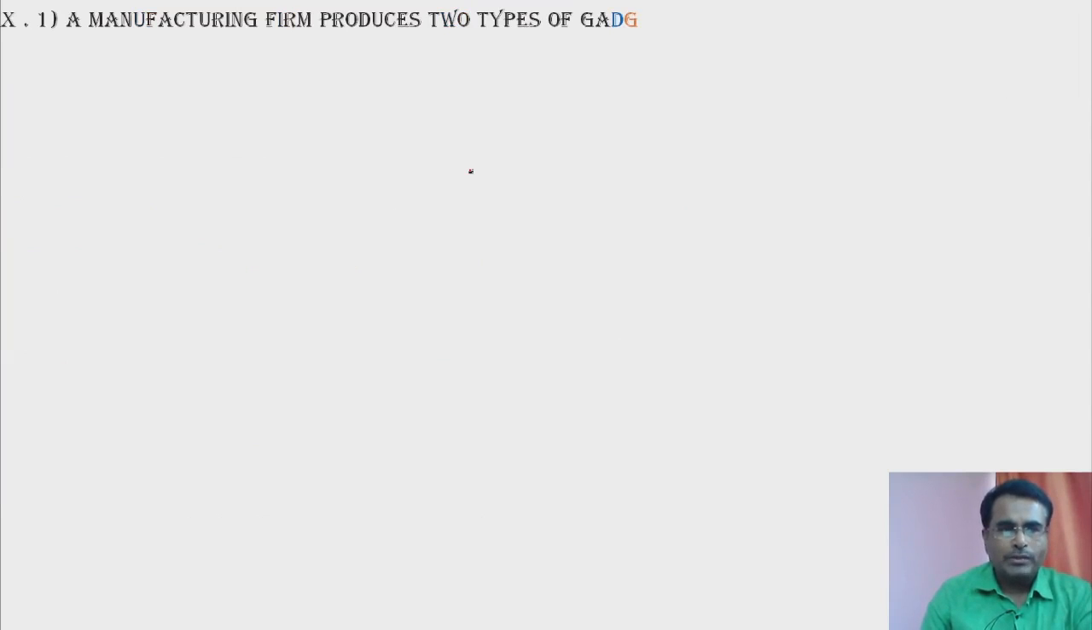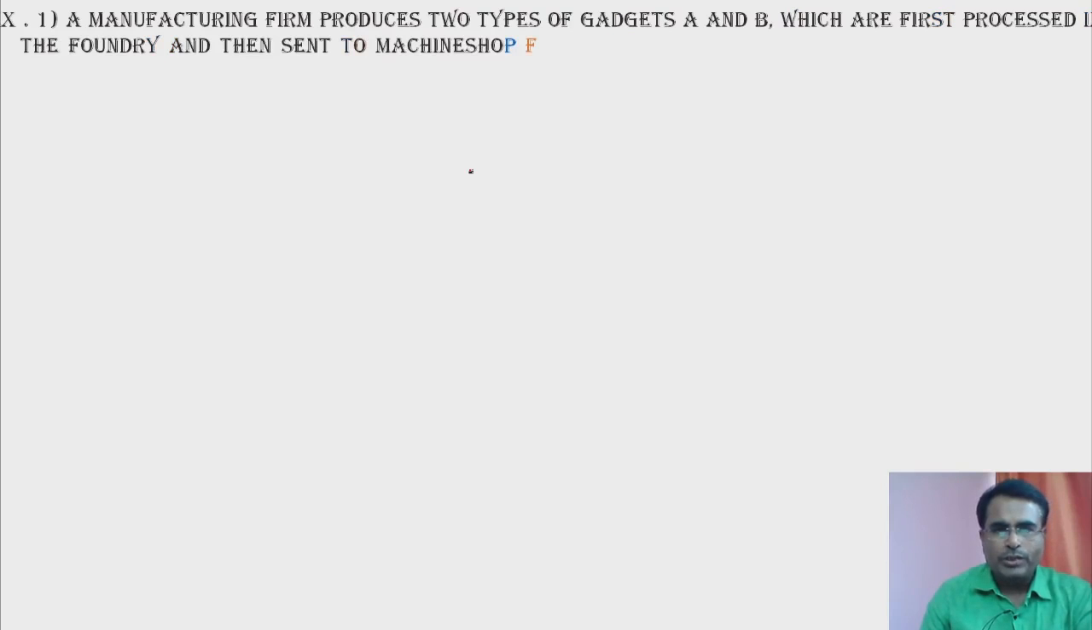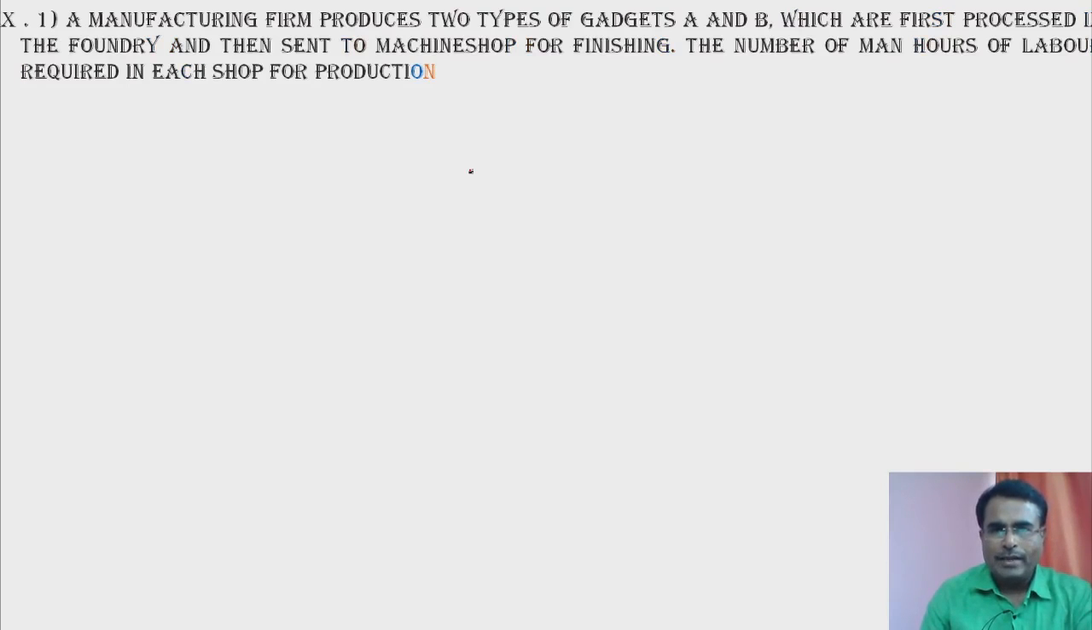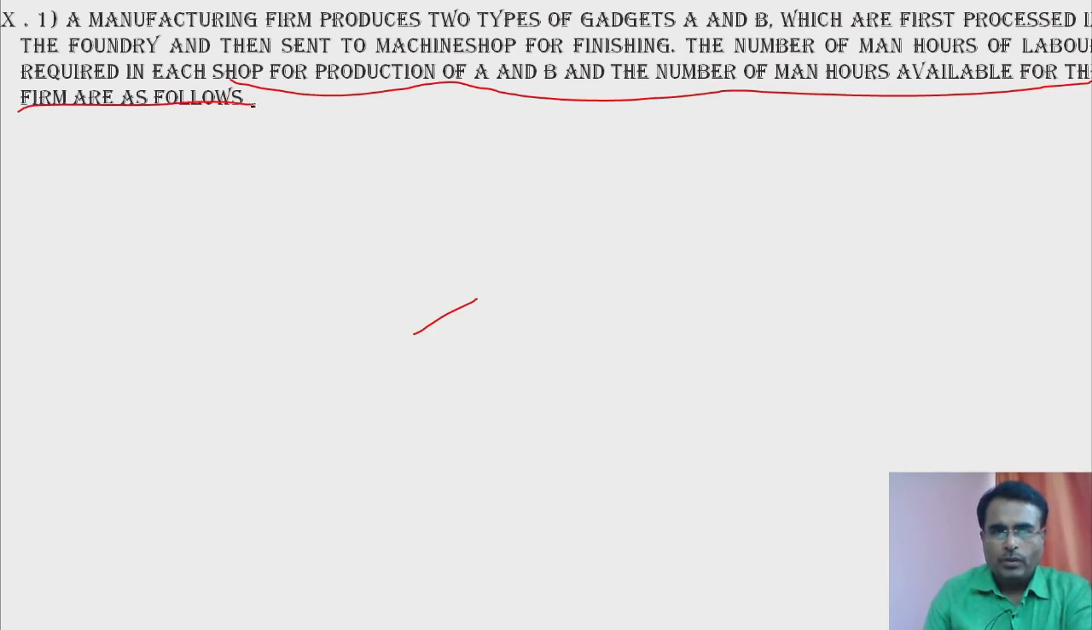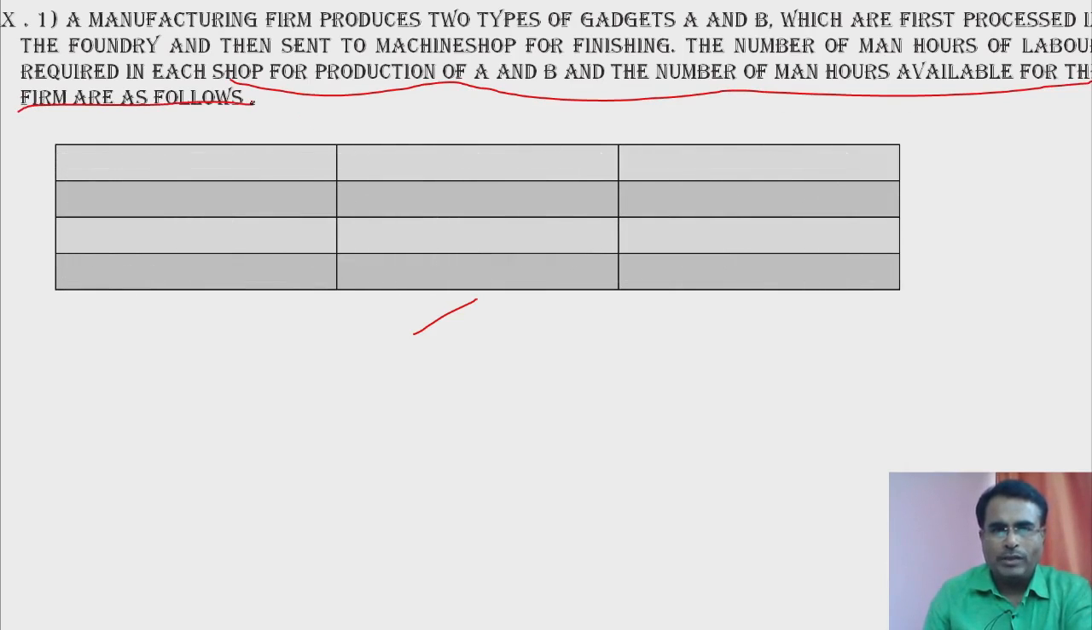The first example is, a manufacturing firm produces two types of gadgets, gadget A and gadget B, which are first processed in foundry and then sent to a machine shop for finishing. The number of man hours of labor required in each shop for the production of A and B, and the number of man hours available for the firm are as follows. So we have a table in which the information is given.